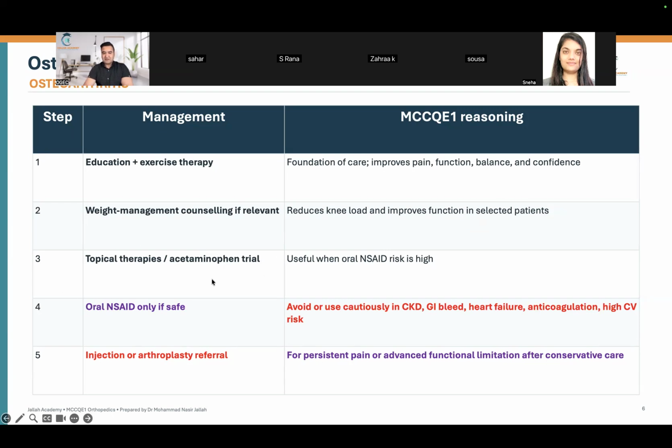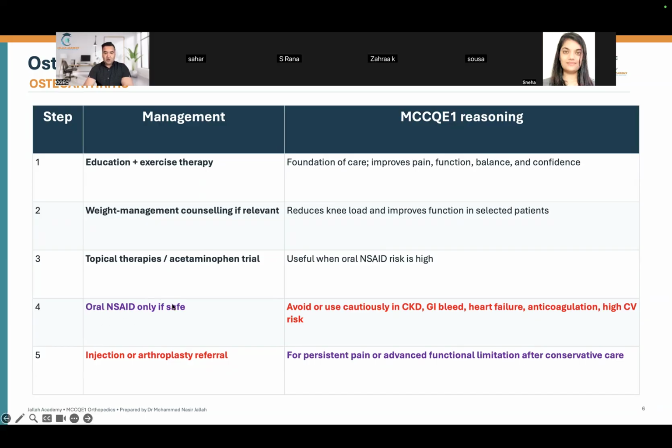Topical therapies, acetaminophen trial, useful when oral non-steroidal anti-inflammatory drugs are high risk. So it means that we can use the NSAIDs, but if the patient has some other condition that you want to prevent from further damaging the patient's health, then you have to go with acetaminophen.